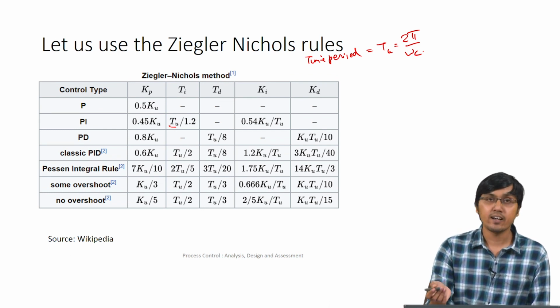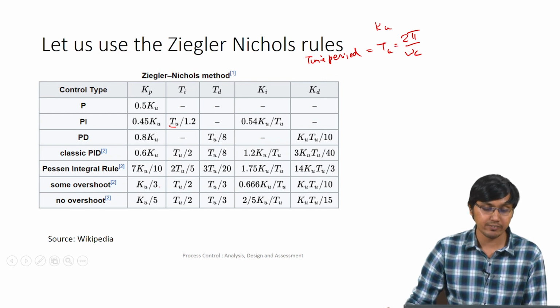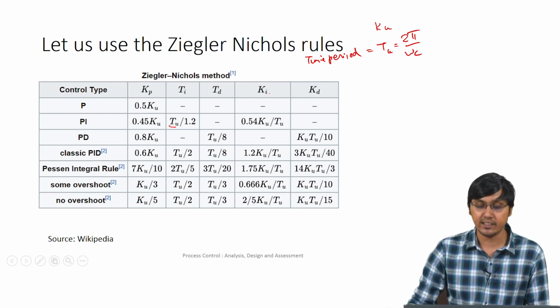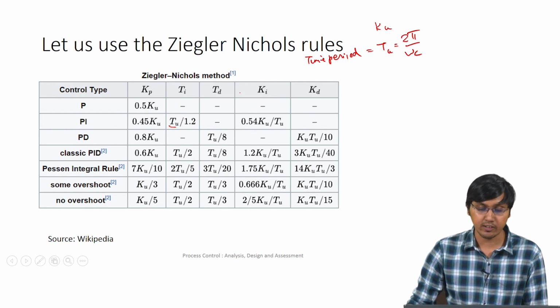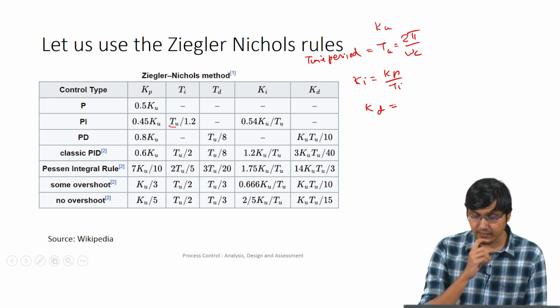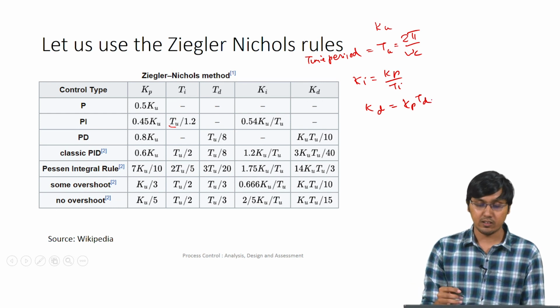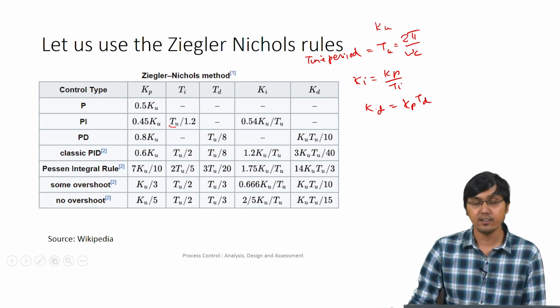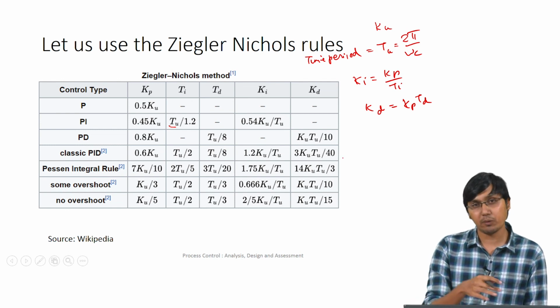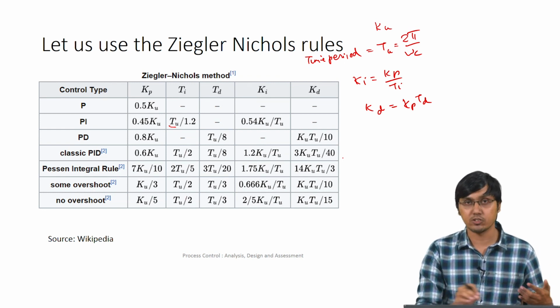Once you know the value of Ku and Tu, Ku being the gain at which the system will go unstable, you can just substitute these values and find the values of Kp, Ti, Td, and so on. You can write Ki as Kp by Ti, and Kd as Kp into Td. That is what you can substitute, and you will get the Ki and Kd values. Basically, you can keep this lookup table on paper, find these values of Ku and Tu, and then just substitute them.